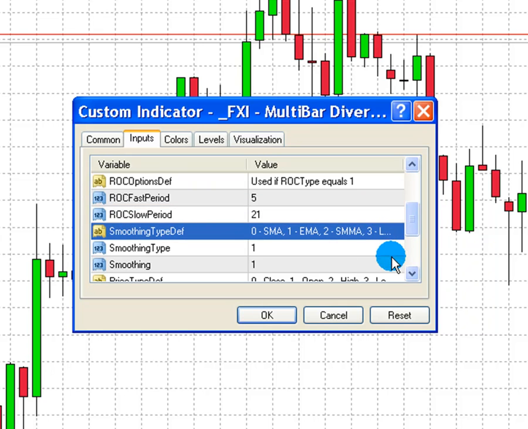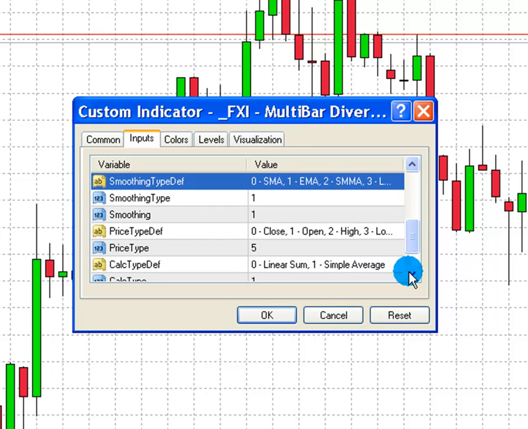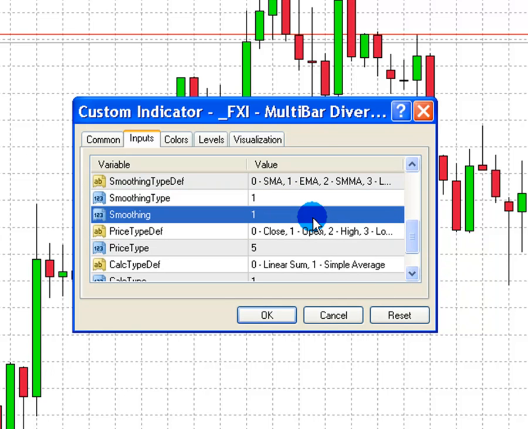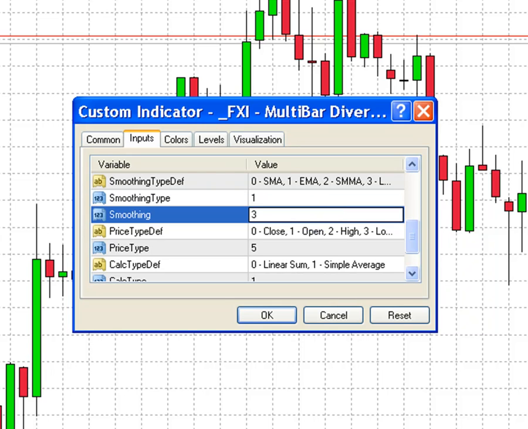Then the next group of settings is how to smooth or analyze the results and remove some of the noise that appears in the data. Smoothing type is the type of average to use. We're going to use a 1, or an exponential moving average. We're just going to smooth that for a few bars. Let's set that to 3. This removes a little bit of the noise.